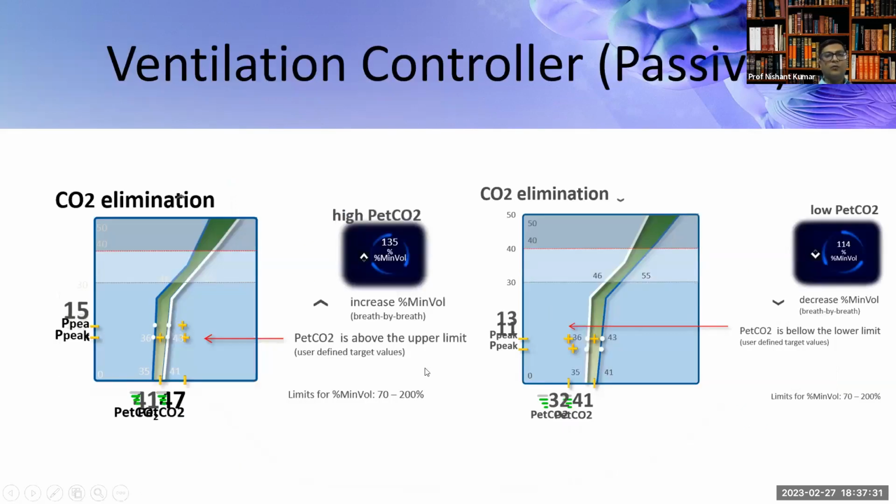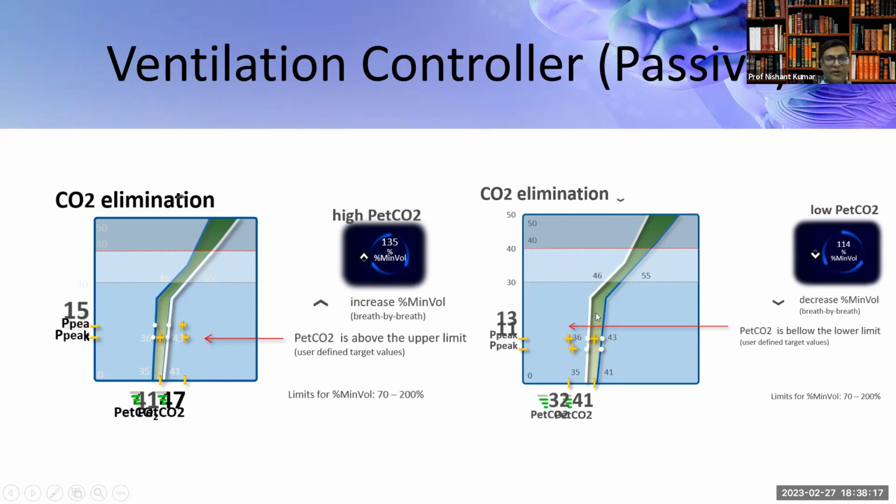Okay, so what it does is it controls the ventilation, which is passive. We have defined the PetCO2 target. If you see here, the PetCO2 is above the upper limit. User defined target limits are, sorry, 35 to 41 and 36 to 43. So it is higher. So what will it do? It will increase the minute ventilation on its own. Limits for percentage minute ventilation are 70 to 200%. So it can increase or decrease depending on the end tidal carbon dioxide.